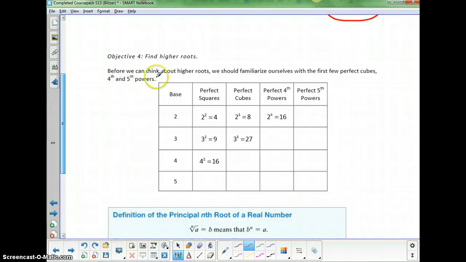Alright, before we can think about higher roots, okay, so we're going to do some higher roots here: cube roots, fourth roots, and fifth roots. We need to talk about the perfect cubes, perfect fourths, and perfect fifths. So we already know some of the perfect square numbers are like 4, 9, 16, and 25, because 2 squared, 3 squared, 4 squared, and 5 squared. Okay, perfect cube numbers are going to be 8, 27, okay, 2 to the third is 8, 3 to the third is 27, 4 to the third is 64, and 5 to the third is 125.